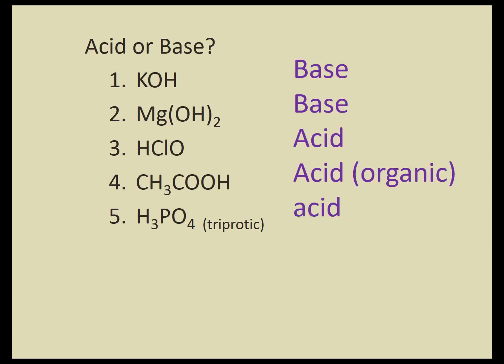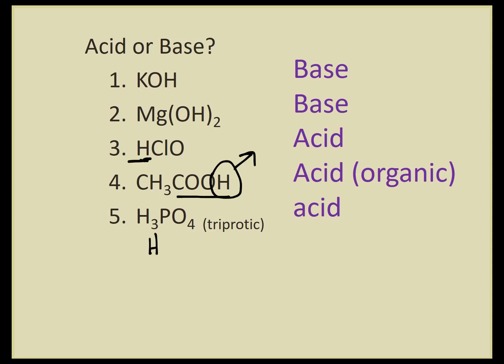Here are the answers. So number 1, we see that OH, so it is a base. Number 2, we see an OH, and magnesium hydroxide has 2 OHs actually, and so it is also a base. We have hydrogen that is written first in number 3. This is an acid. And then on this next one, this is an organic acid, the COOH, and it's this H particle that comes off to form that acid. The last one, it's triprotic. That means it has 3 protons.